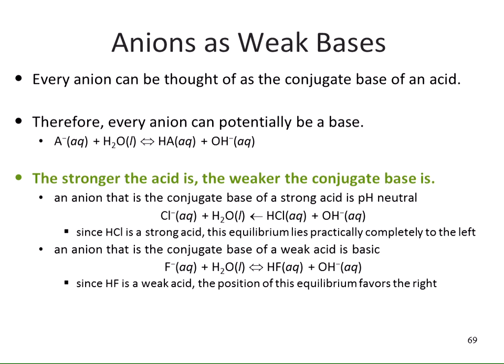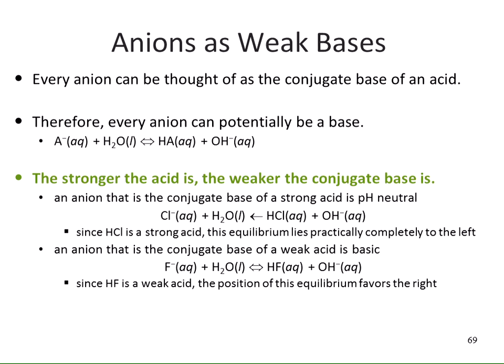So for the chloride anion, when you add it to water, think about it making HCl. HCl is a strong acid, so it's going to completely dissociate. We see it going back in the reverse direction, and that's why we say the chloride is neutral. Since HCl is a strong acid, this equilibrium lies practically completely to the left. It's a one-way reaction, so we consider the chloride to be neutral.